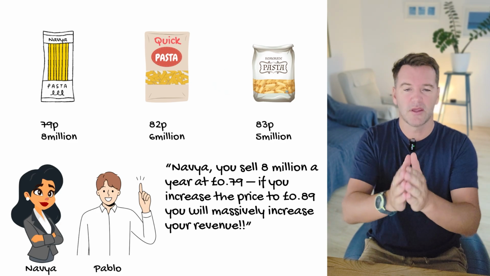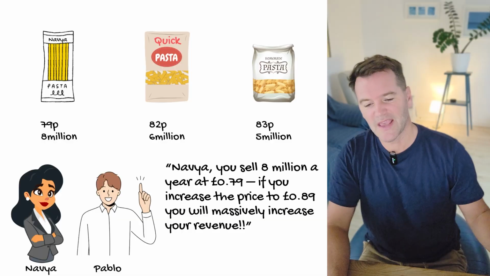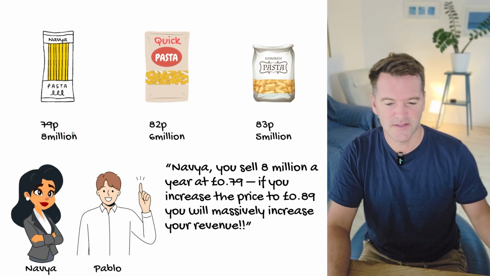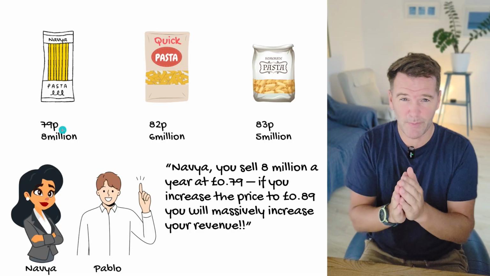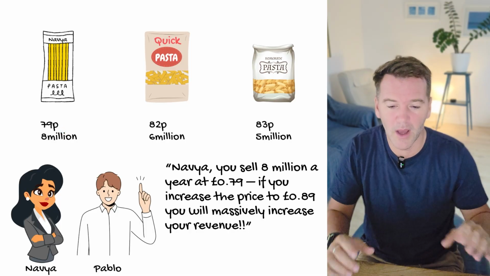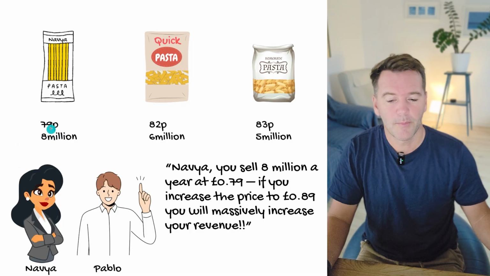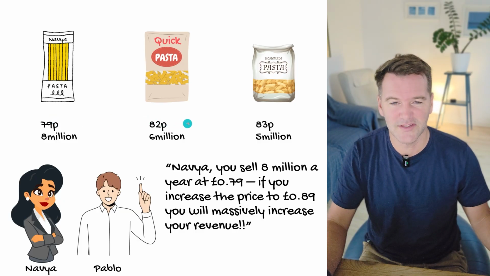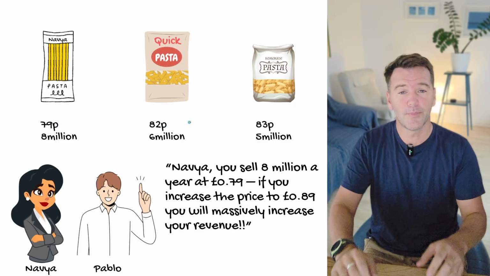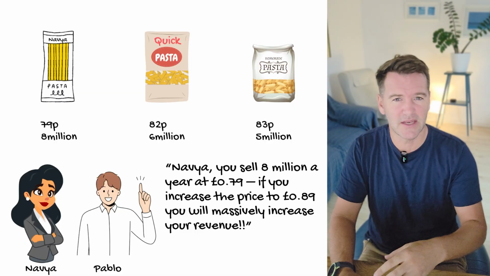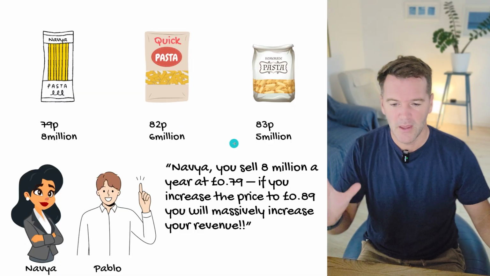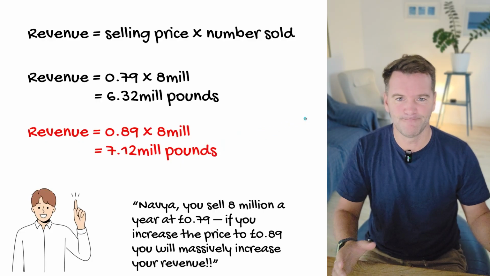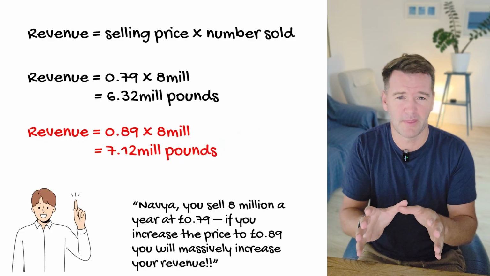He says, look, Navia, you sell 8 million a year at 79 pence. If you increase the price just by a tiny amount, 10 pence, it's not much, but if you increase it by 10 pence, then you're going to massively increase your revenue. What do you think? You can pause the video now. Is Pablo a genius or not? Have a little think.